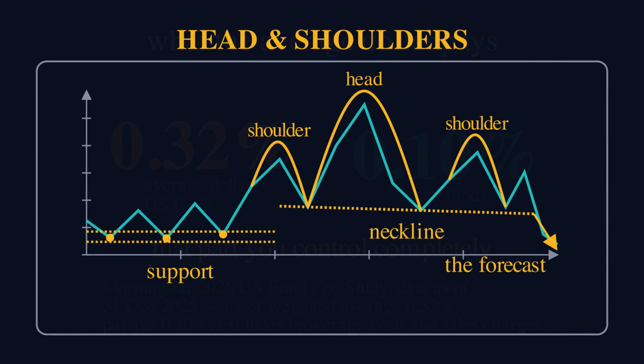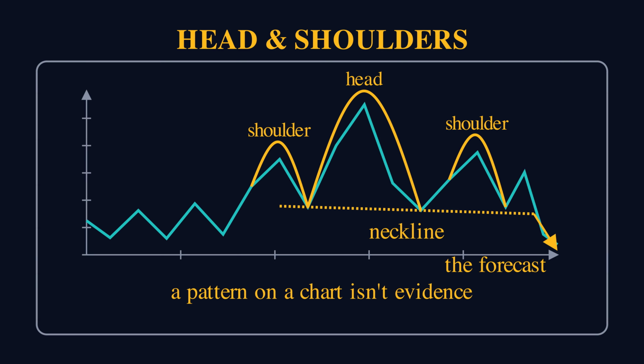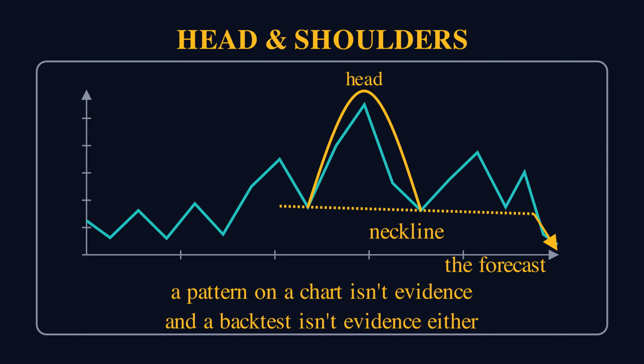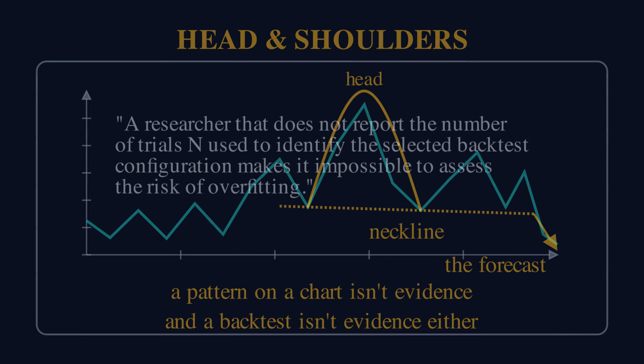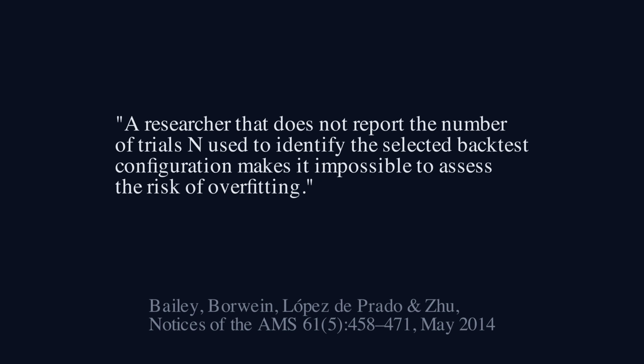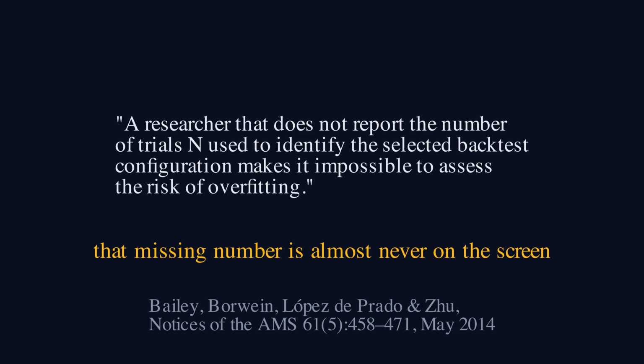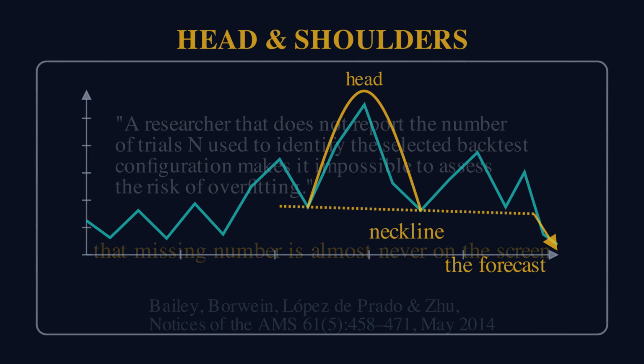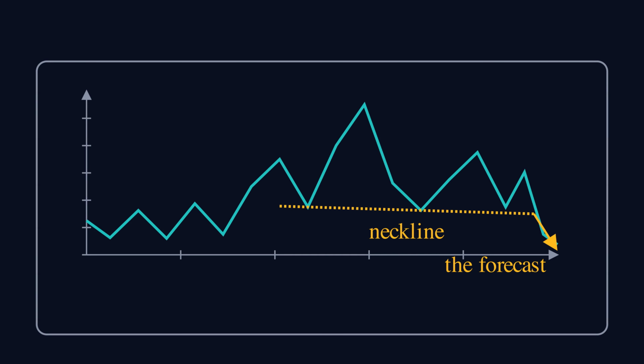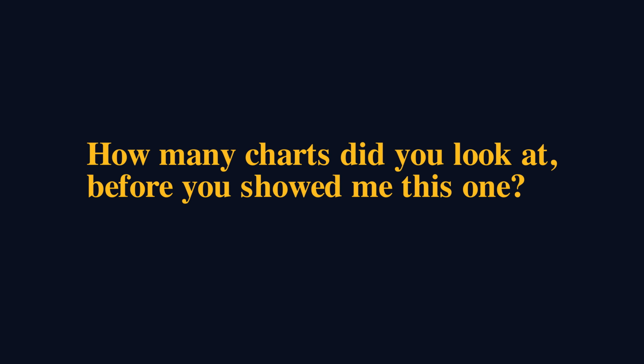So here's the one idea I'd keep out of all of this. A pattern on a chart isn't evidence, because charts with nothing behind them are already full of patterns. And a backtest isn't evidence either, unless you know how many backtests were run. Bailey and his co-authors put it plainly enough. Without the number of trials, you cannot judge the overfitting. That missing number is the whole game, and it's almost never on the screen. So the next time somebody draws a neckline and tells you what happens next, ask one thing. How many charts did you look at before you showed me this one?